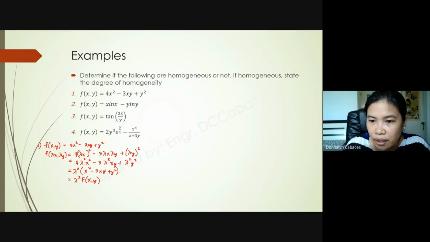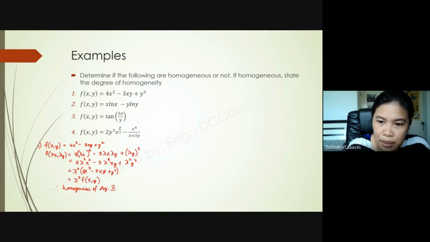Oh, I forgot here the 4. Sorry. You have here 4. So you have here 4x squared. Okay? So this is now your original function, 4x squared minus 3xy plus y squared. And this is your lambda squared. Therefore, based on the previous slide, this is homogeneous of degree 2, because of this lambda to the k.